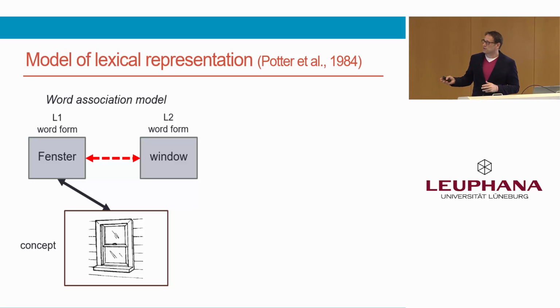So we have a word association model where any kind of concept basically automatically is linked to the L1 word. So these are the words we learn when we grow up, right? Now, if we learn a second language later on, what can happen is that we link the L2 word directly to the L1 word. And through that L1 word, we can access the concept. That would be the word association model.